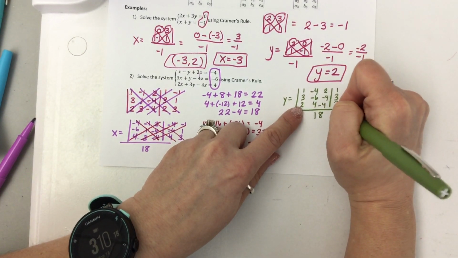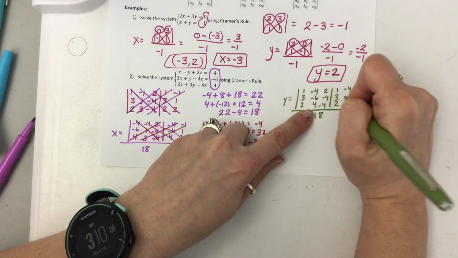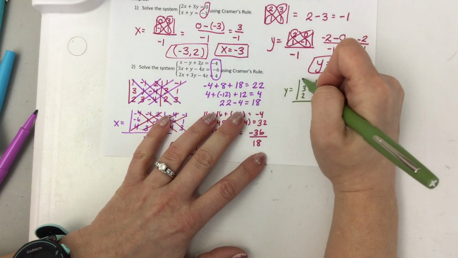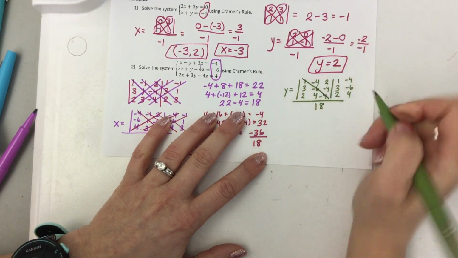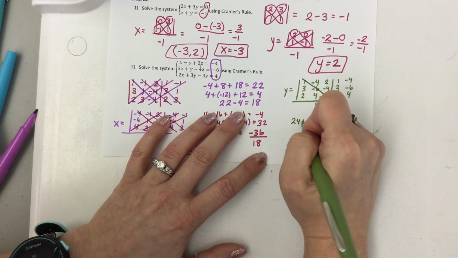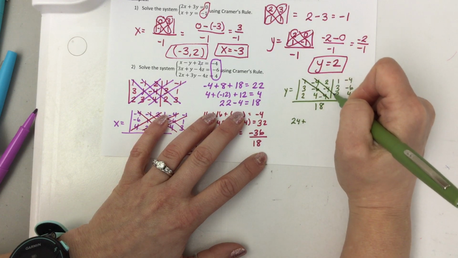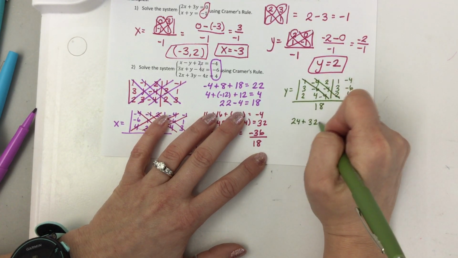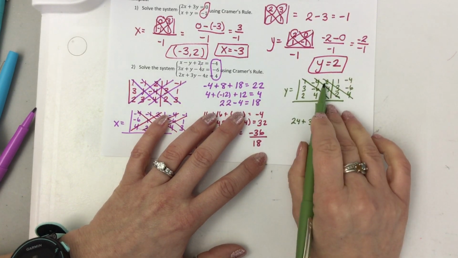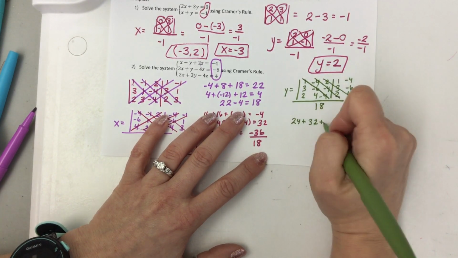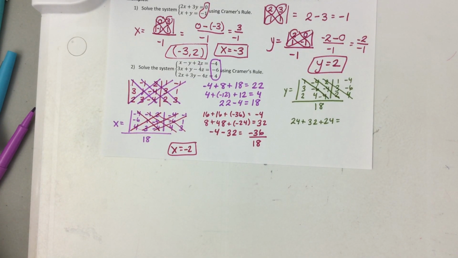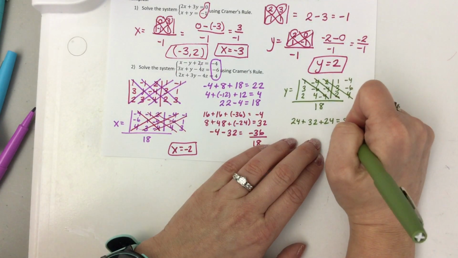First column, you rewrite it on the outside. Second column, you rewrite it on the outside. Now we find the determinant. So 1 times negative 6 times negative 4, positive 24, plus negative 4 times negative 4 is a positive 16, times 2 is 32, plus 2 times 3 is 6. 6 times 4 is 24. If I take 24 plus 32 plus 24, I get 80.